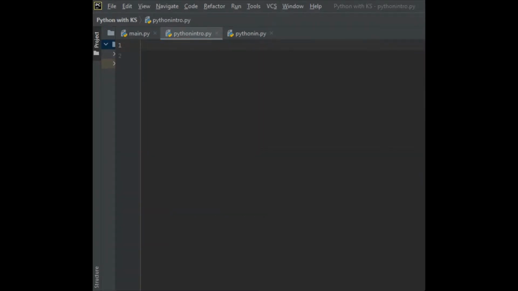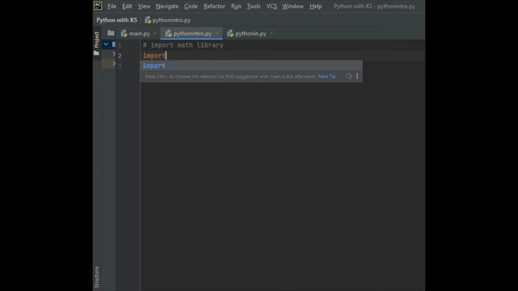Now let us find the square root of any number in Python. For that we need to import math library. Import math.